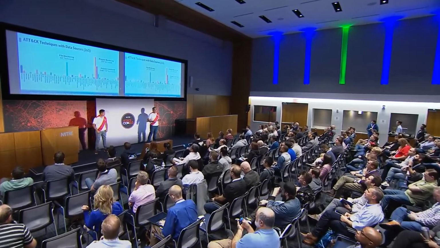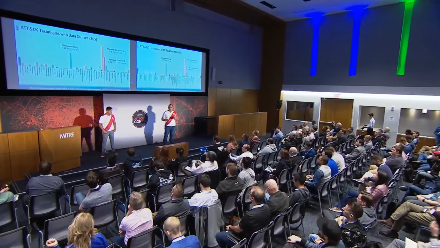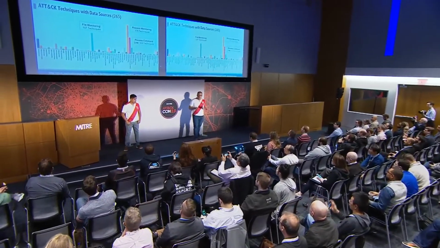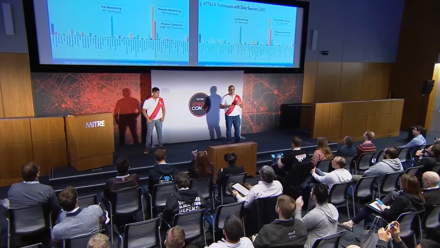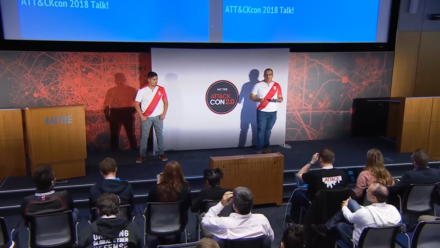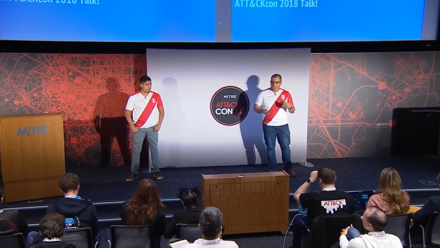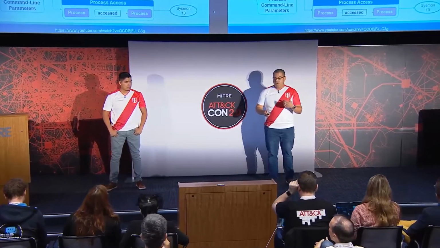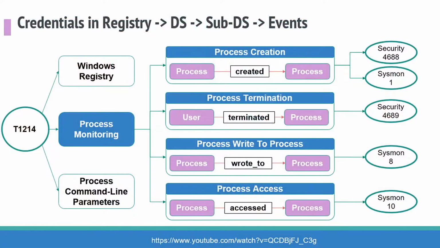Now, from a data source perspective, file monitoring, process monitoring, and process command line are still the data sources that cover most of the enterprise framework. Now, with all these new numbers, right, we went back to ATT&CKcon 2018, where we presented a methodology to map ATT&CK data sources all the way to event logs, modeling our data and also documenting our events. We started finding relationships between ATT&CK data sources and event logs, and we started calling these relationships sub-data sources.